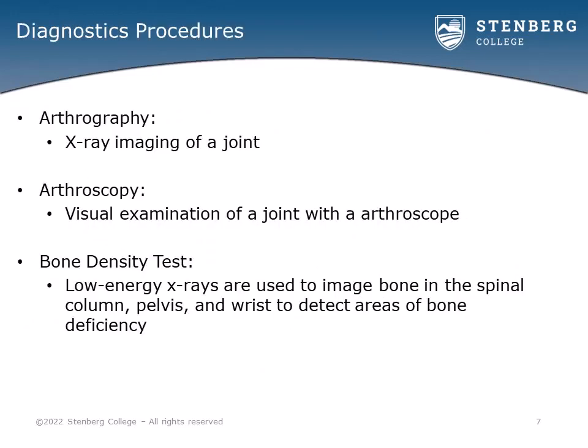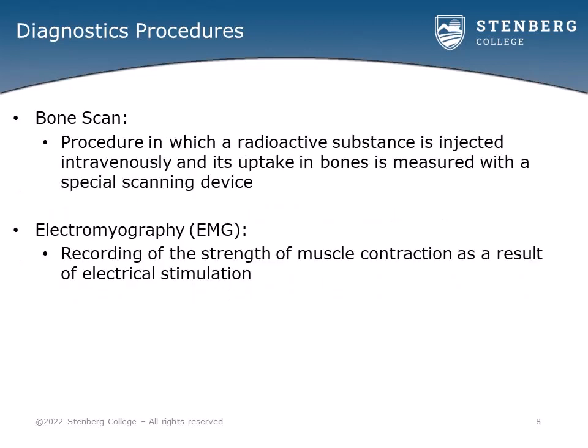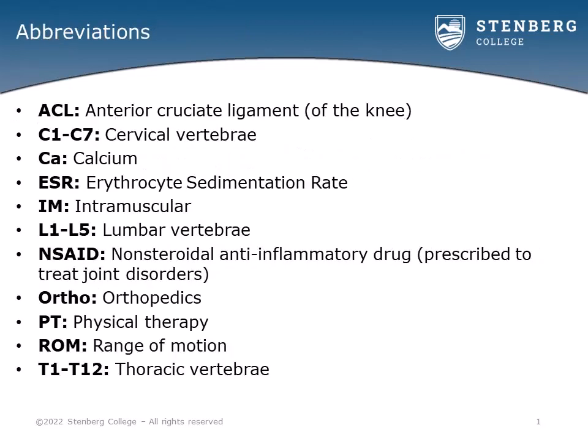In the diagnostic procedures, we're using various things to make a diagnosis. So we may do the most common, the X-ray imaging. It could be of a joint or of a bone. We may look visually at a joint. We may look at bone density, or we may do other kinds of tests. And of course, as usual, look at the abbreviations included within that.